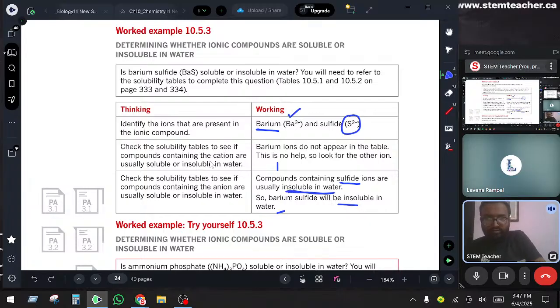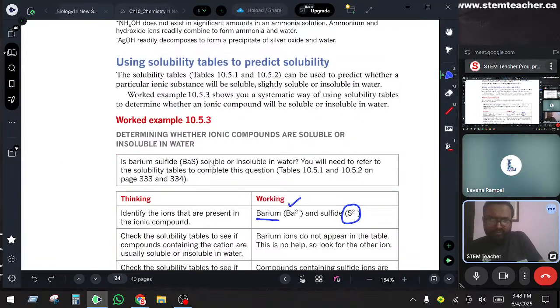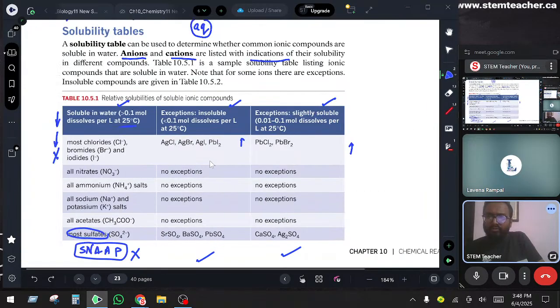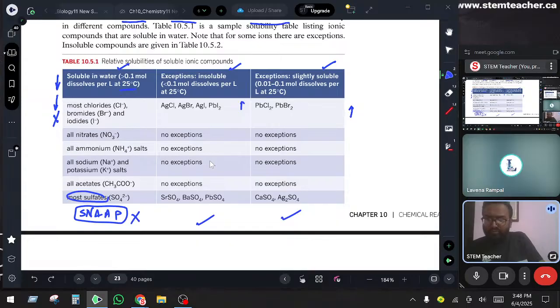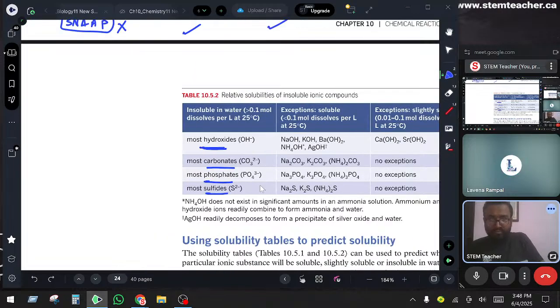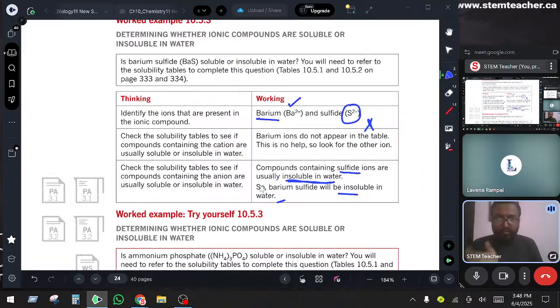It is not sulfates, it is sulfides. Sulfates are soluble, but sulfides are not soluble. You see, sulfides are not soluble, so in this reaction this is not soluble, and this is not soluble. You will not get any other ion, so it is entirely insoluble, meaning spectator ions will form.